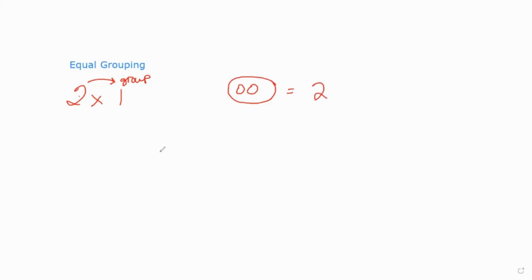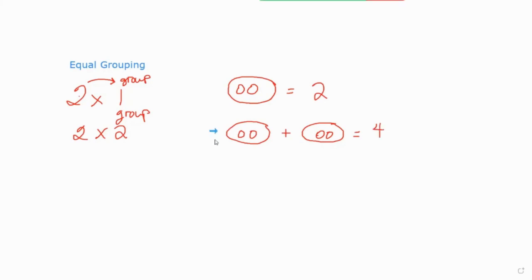Now the next one is two times two. So you have two in two groups, or two groups of two. So I'm going to make this represent the group. So I have two groups of two. You just add the circles, one, two, three, four. We add the circles up, and you get four, okay? I'll show you. You add this up with that, and that's what you get.